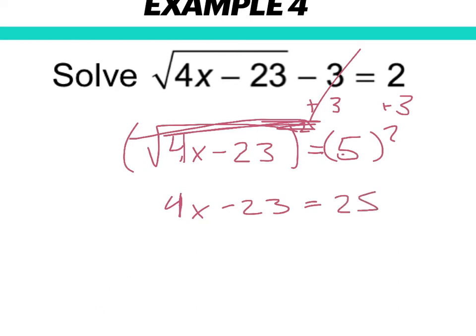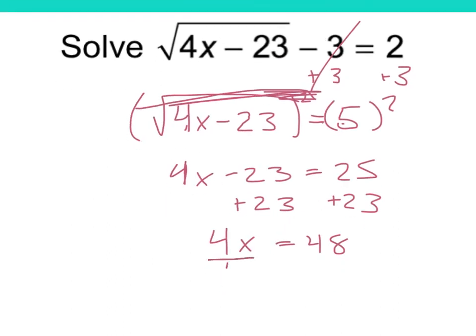And now we can just add 23 to both sides. So we get 4x is equal to 48. We can now divide by 4. So we get x is equal to 12.